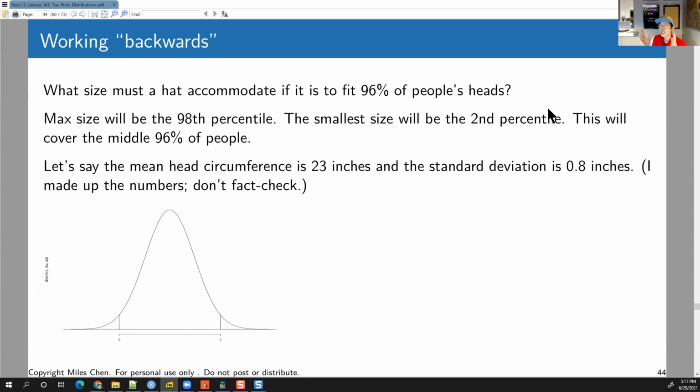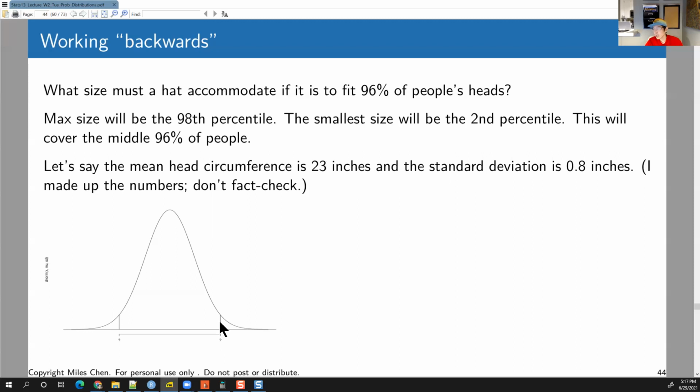So you want to accommodate the middle 96%, right? So we're going to say 4% of people who have heads that are a little bit too big or a little bit too small are going to have to shop for a different sized hat. If we want to get the middle 96%, the max size will be the 98th percentile, and the smallest size will be the 2nd percentile. So if we go from the 2nd to the 98th percentile, that's going to cover the middle 96%. We're going to miss the top 2% of people with really big heads and the bottom 2% of people who have small head circumferences.